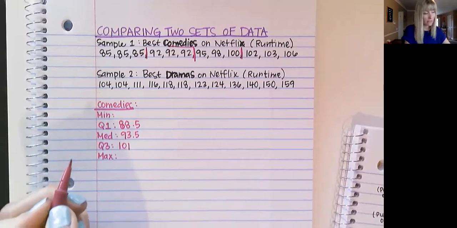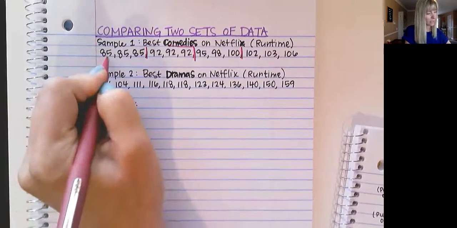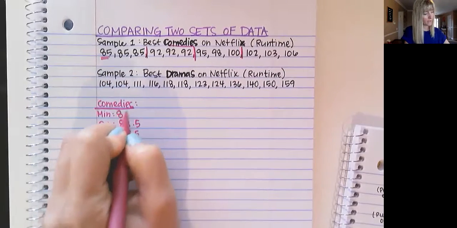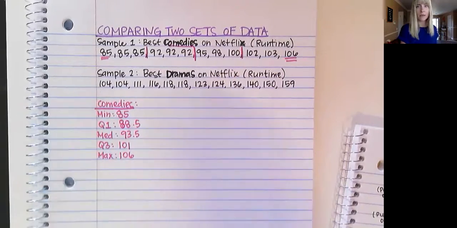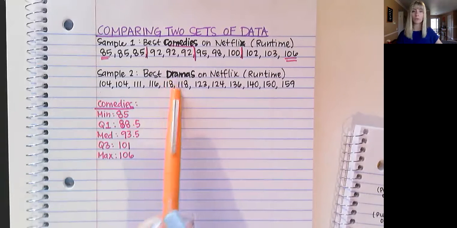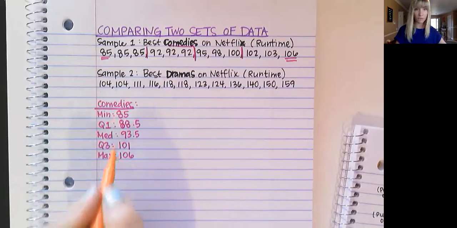Now the only other thing I need for this comedy information is the minimum, which is 85, and the maximum, which is 106. That is going to help me get a visual, a box plot, in just a second. First, I need to do the same thing for the dramas. So there's my comedies 5 number summary.